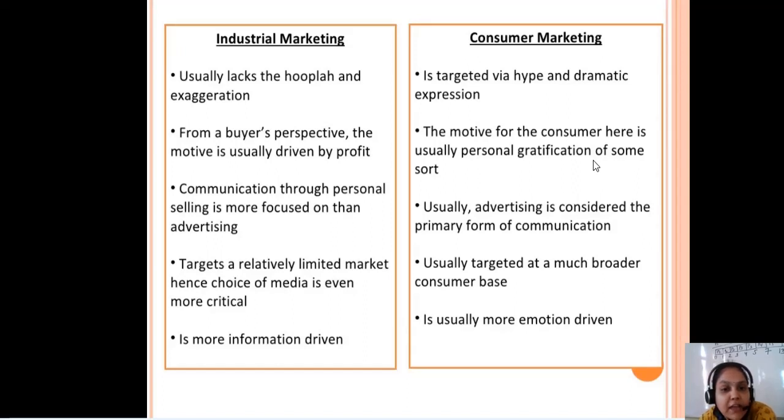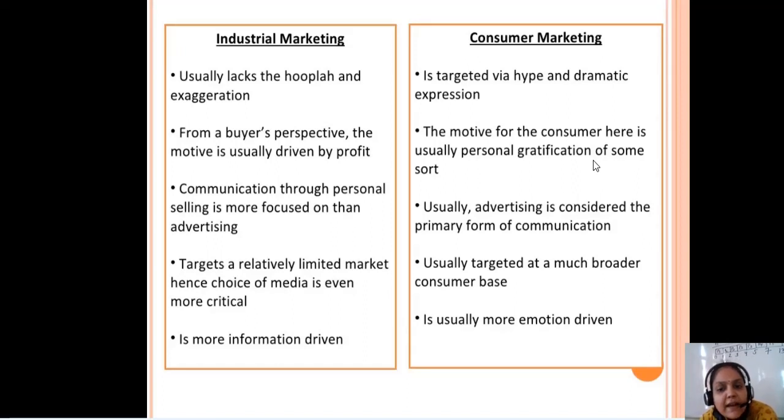Industrial marketing communication through personal selling is more focused on than advertisement. Means in industrial marketing you are not preferring advertisement, you are preferring that you should market your product on your own, right? But in consumer marketing, you have to specifically do the marketing, you have to primarily focus on marketing. So targets are a relatively limited market, hence the choice of media is even more critical. This is a very critical area. Industrial marketing is not an open type of marketing area. It has a lot of critical sections inside it.